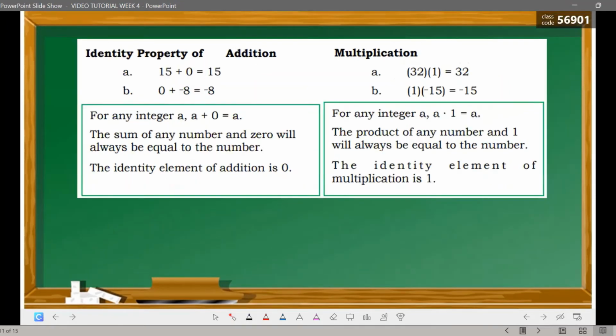Identity property of addition. Okay, so for any integer, a plus 0 is equal to a. The sum of any number and 0 will always be equal to the number. The identity element of addition is 0. Okay? For any integer, a plus 0 is equal to a. So, ibig sabihin, the sum of a number and 0 will always be the number. Okay? Kasi yung 0 ay ang identity element of addition.